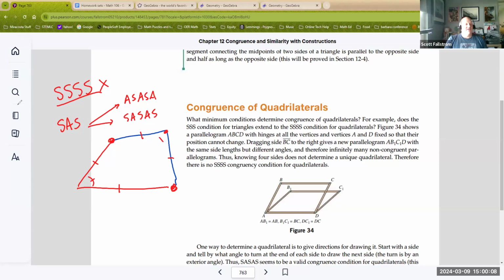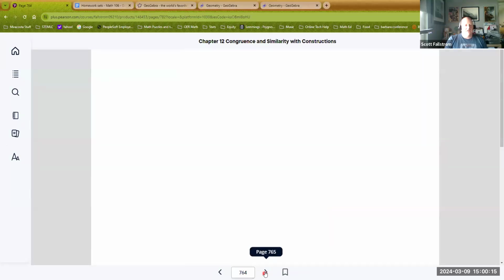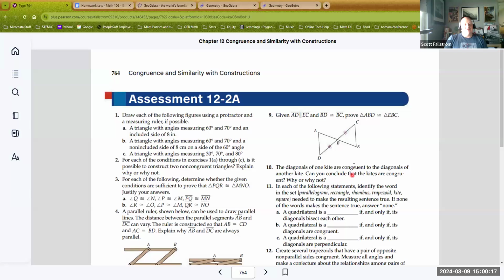Okay, and that is true. That actually continues on up through not just quadrilaterals, the pattern would continue up through pentagons and more. And that wraps up our chapter.